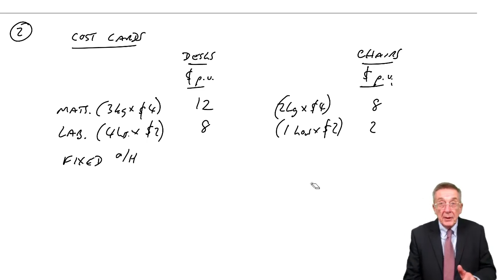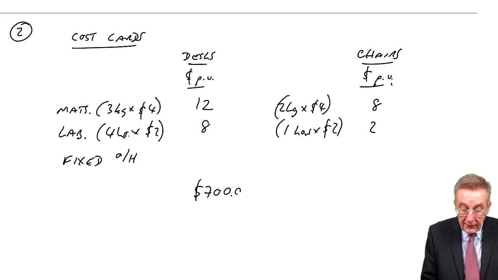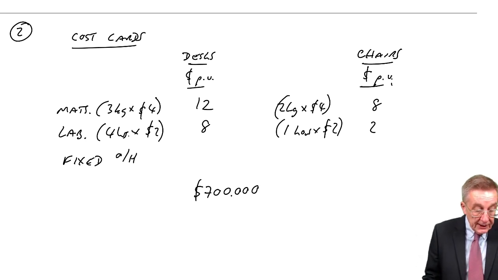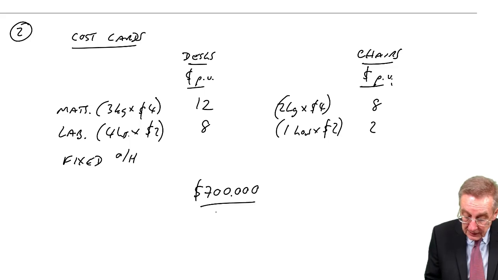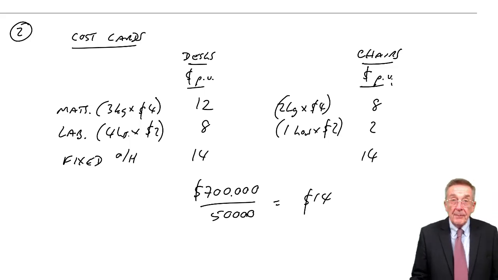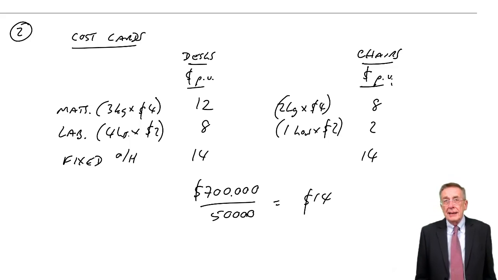And what I could do, but if you're copying this, don't copy this bit down. I could do what we did before and say, oh, well, the total overheads are 700,000. How many units are we producing? 30 desks, 20 chairs, 50,000. And I could say, okay, that's 14 a unit and add on 14 in each case. Now, I could do that. There's no sort of rules in management accounting. But I think that would be actually very unfair.